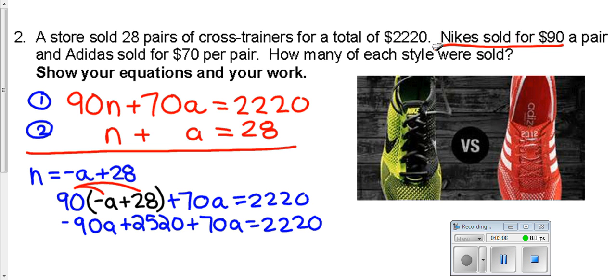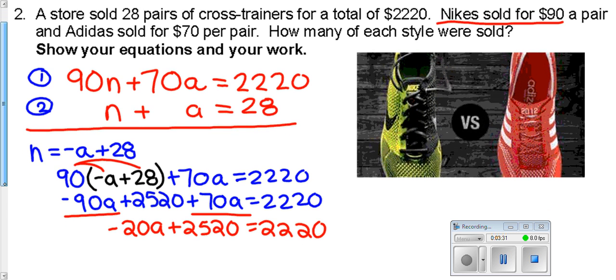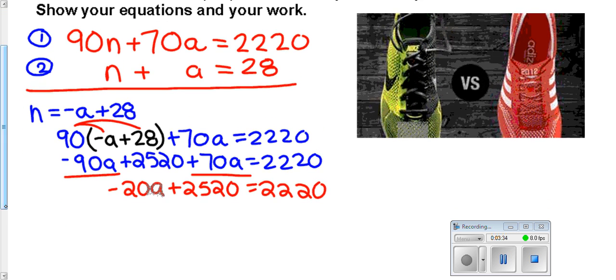All right, so I'm going to add these two things together, negative 90a plus 70a. When I add those together, I get negative 20a. I'm going to bring everything else down, plus 2,520 equals 2,220. And now, as you know, the next thing we do is we subtract 2,520 from both sides of the equation.